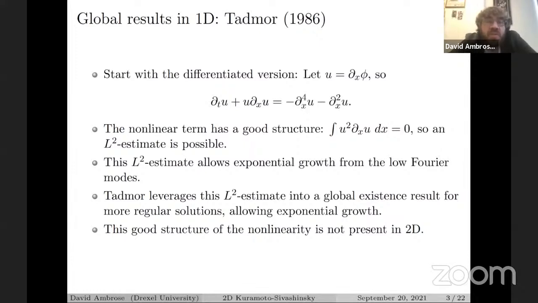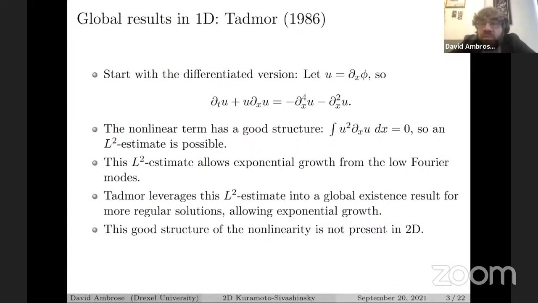So the first thing you usually do in 1D is differentiate the equation. The Kuramoto-Sivashinsky equation was for the unknown phi. So I let u be dx phi, and then I write the equation for u. I get dt u plus u dx u equals minus dx^4 u minus dx^2 u. Well, the nonlinear term now is u dx u, and of course that has great structure.